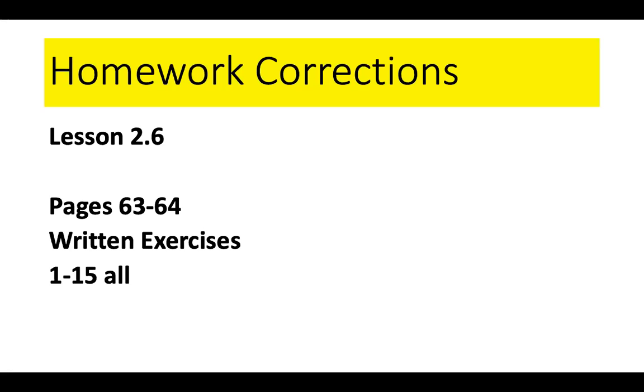Therefore, if it's not a theorem and it's not a postulate, what must it be? Just the definition of a bisector. That's it. The definition of a bisector is a ray that cuts an angle in half, or it sets two angles equal to each other. So that one's a definition of a bisector. All right, that was number 9.